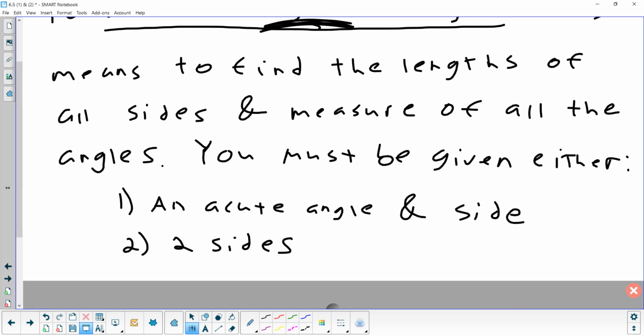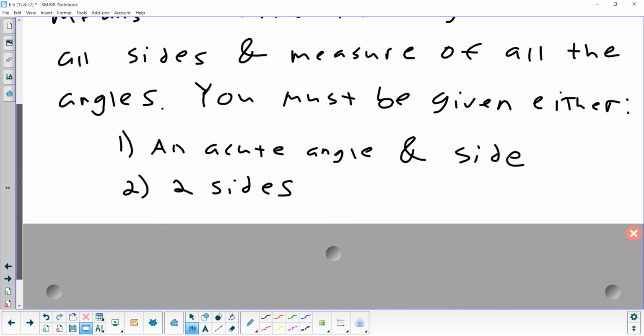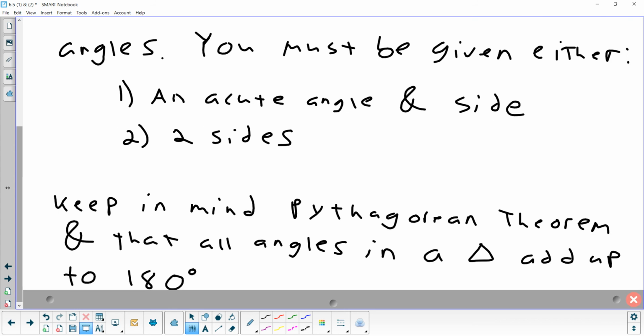All right. In the other method, you're not going to know the angles. You're going to be given a 90, but you're going to be given a couple sides, so you're not going to have anything to subtract from 180 in that case. We'll talk about what you have to do. So keep in mind, we can use the Pythagorean Theorem to solve triangles. That will work. And all the angles in a triangle have to add up to 180.